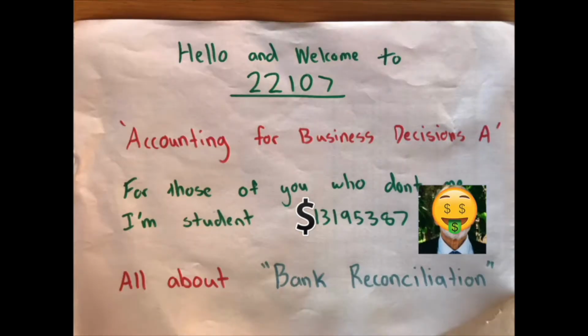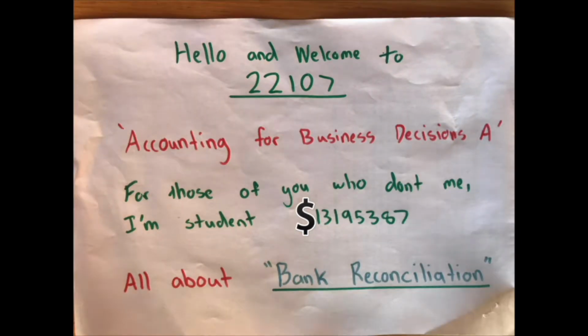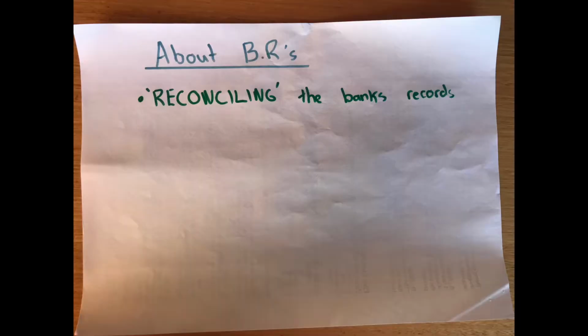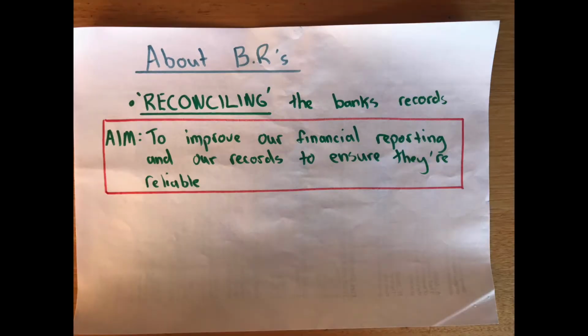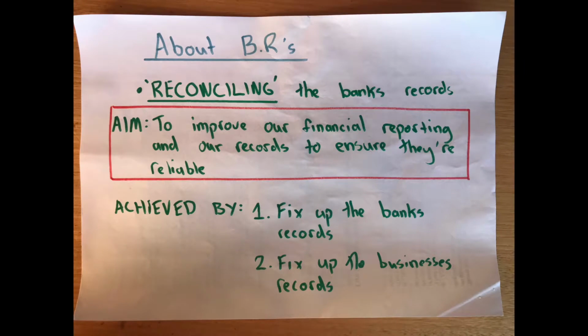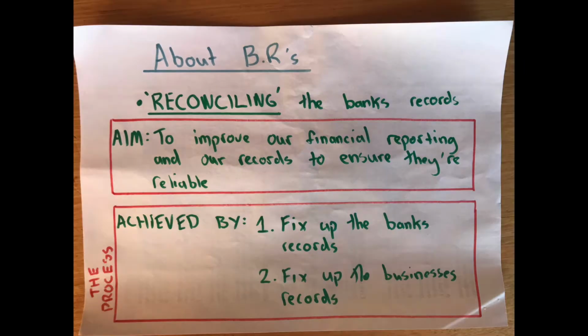Today we aim to learn all about bank reconciliations. What is a bank reconciliation and how is it relevant? A bank reconciliation describes a process of, put more simply, reconciling the bank's records. This is done to ensure our financial reporting and recording is reliable and up to date. To achieve this, we simply first fix up the bank records and then we fix up the business's records.